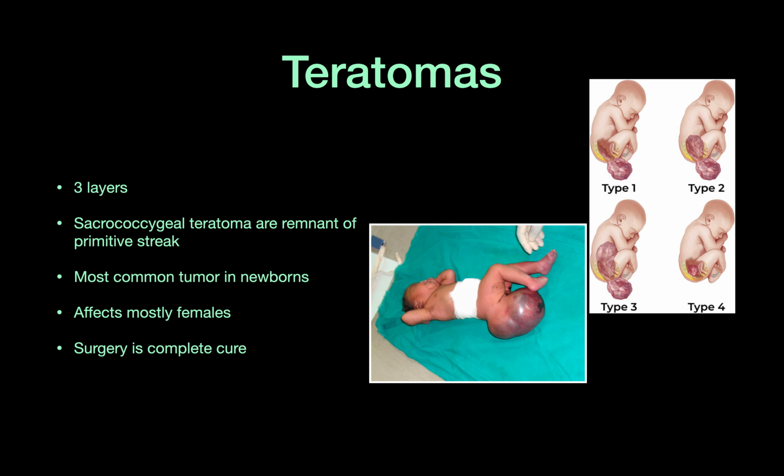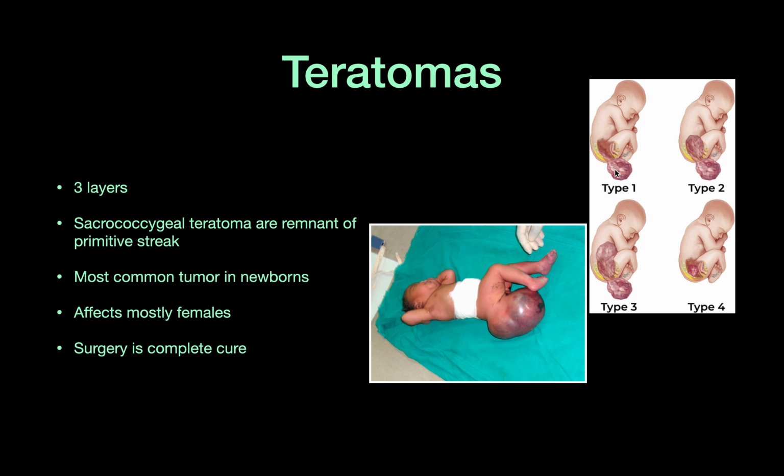So teratomas are made out of the three layers: the ectoderm, endoderm, and mesoderm. And the sacrococcygeal teratomas are the remnants of the primitive streak. They're the most common tumor in newborns, and like 80% of them are manifested in females. And surgery is the only complete cure. So once the child has gotten surgery, it doesn't come back. It's not malignant or anything, but as you can see here, it can be very, very large.